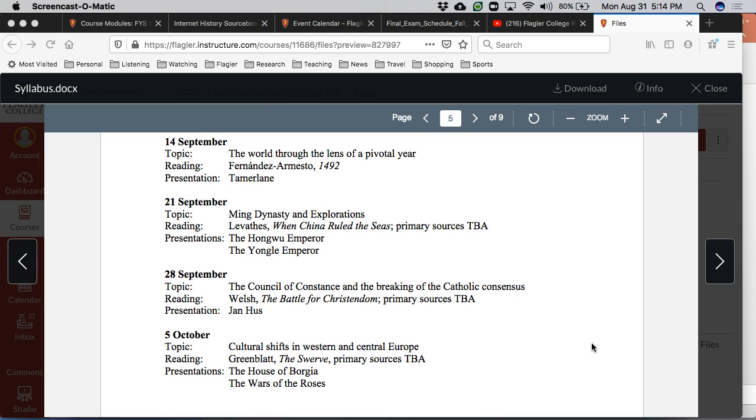The second book is called The Battle for Christendom. This is about the end of the Avignon Papacy and the Council of Constance. One of the key figures in all of this is a guy named Jan Hus, the Bohemian heretic. Anybody been to Prague? That's at the beginning of the 30s, 17th century.